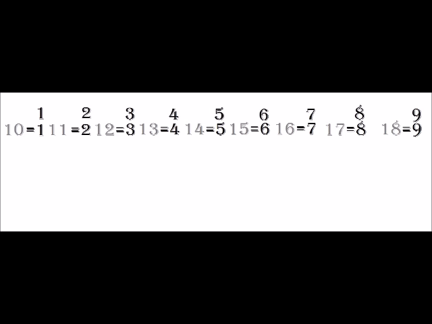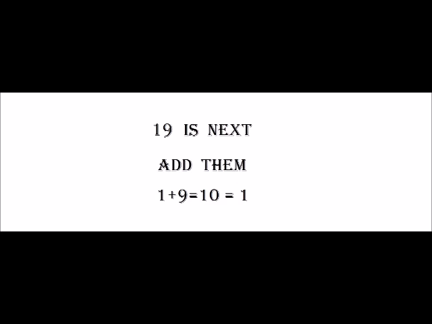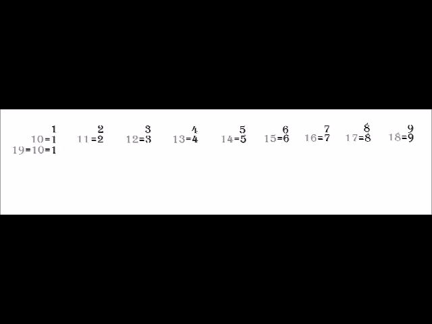So you see 18 equals 9. 1 plus 8 equals 9. Well, the next number in the next row is going to be 19 then. So we do the same thing. 1 plus 9 equals 10, and 1 plus 0 equals 1. So we'll stick that in there then, and so on.